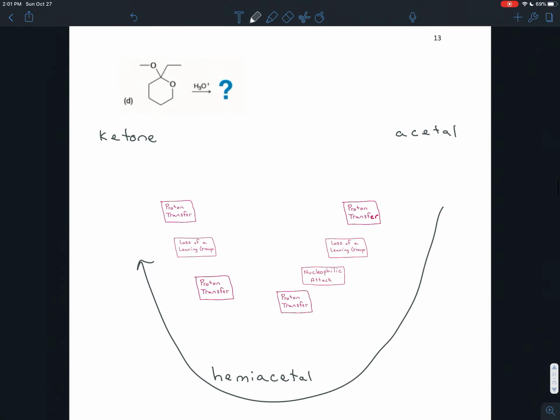All right, let's do one more example of these, hydrolysis of acetals. So let's draw the acetal they give us.